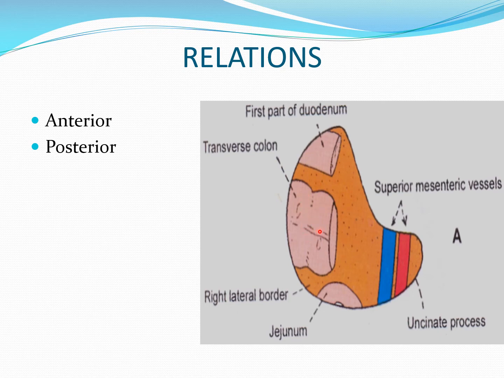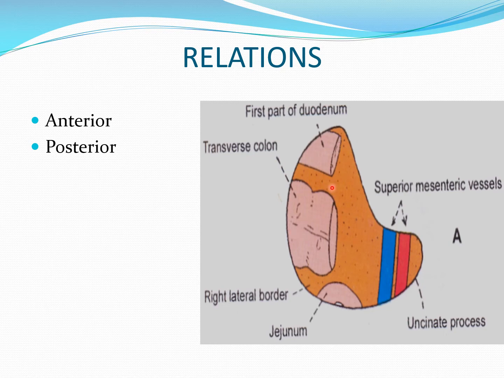For the posterior relations, there is the inferior vena cava and the terminal part of the renal vein, and the right crus of the diaphragm, and the bile duct, which runs downward and to the right. It is often embedded in the substance of the pancreas. So these are the anterior and posterior relations of the head of the pancreas.